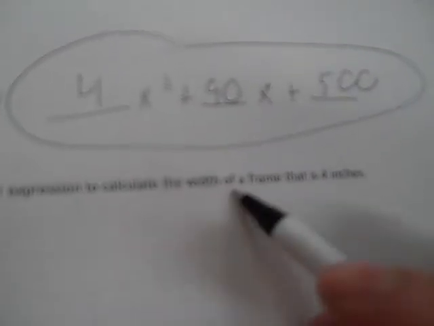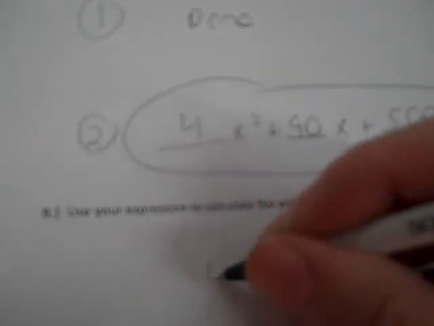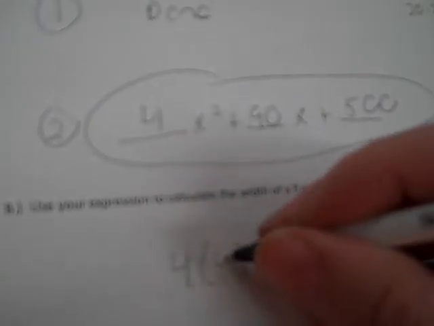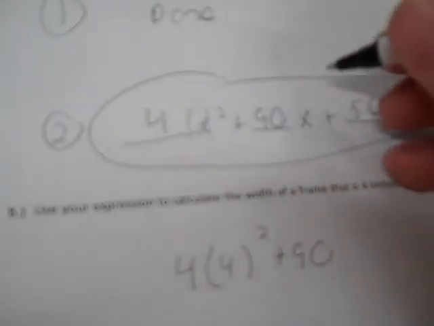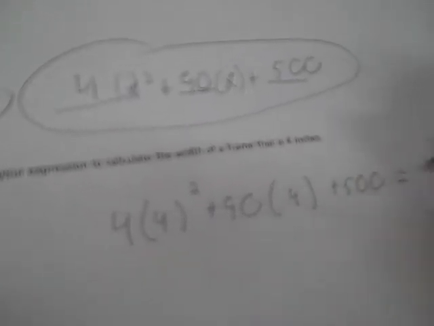All right, now it says calculate the width of the frame. That's 4 inches. I'm going to replace all these x's with 4s. So I have this 4 here, x comes out, and 4 is going to go in its place. It's going to be 4 to the second plus 90. Again, I'll just put parentheses around them. Parentheses, x comes out, 4 goes in, and then plus your 500. Okay, calculate that. So 4, parentheses, 4 to the second plus 90, parentheses, 4 plus 500.